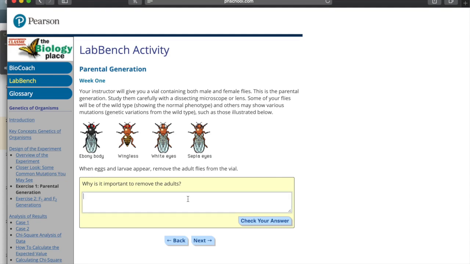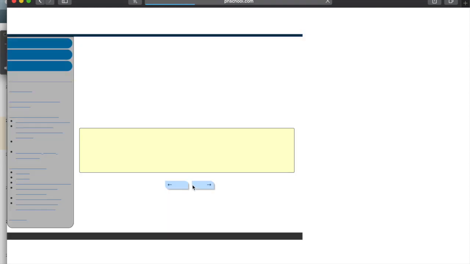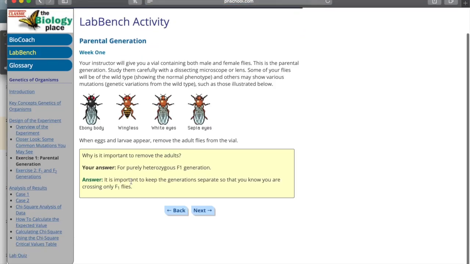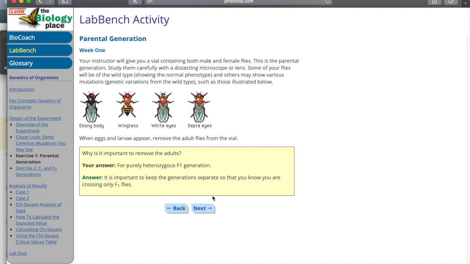So type that in there. We'll check our answer. And it says it is important to keep generations separate so that you know you are crossing only F1 flies. Basically what we were just talking about.